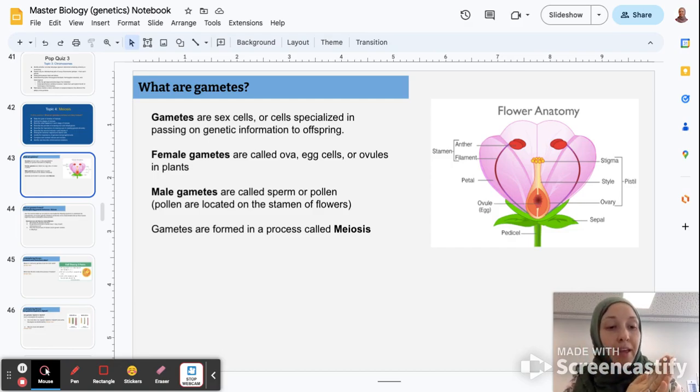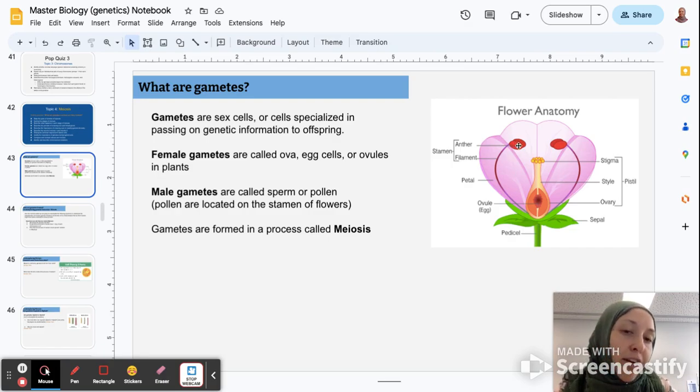Females produce female gametes, which would be ova, egg cells, or ovules in plants, while males produce male gametes, such as sperm or pollen. There are some species which are a combination of male and female, so a lot of plants have flowers with both male and female gametes. Gametes, how are they formed? In a process called meiosis, which we just talked about.